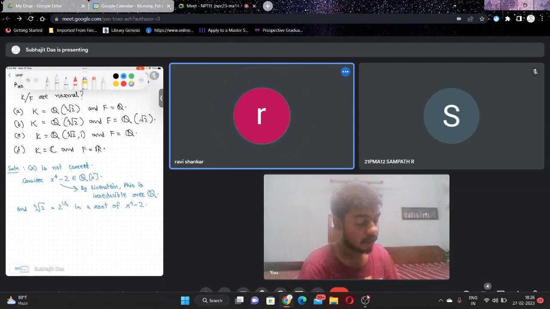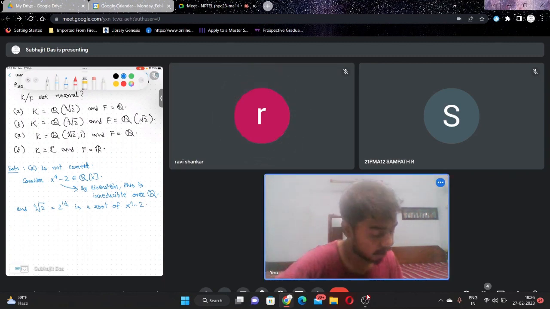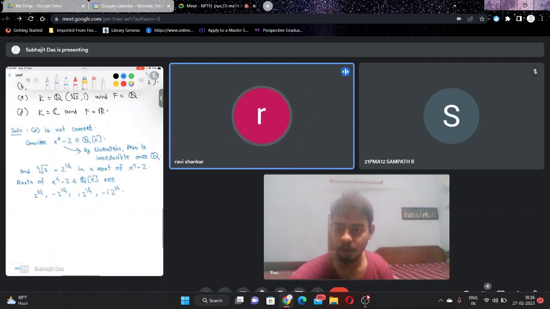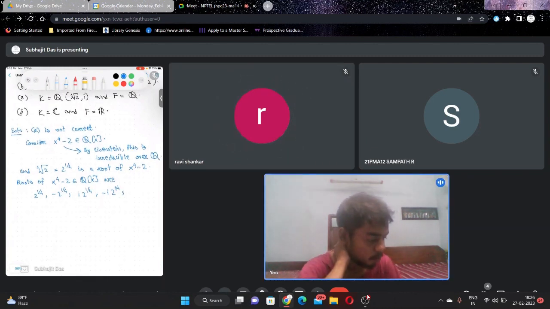Now we can in fact find out all the roots of this polynomial, right? The roots of x to the power 4 minus 2 in Q[x] are the 4th root of 2, minus the 4th root of 2, i times the 4th root of 2, and minus i times the 4th root of 2, right? These are all the four roots of this polynomial in C.